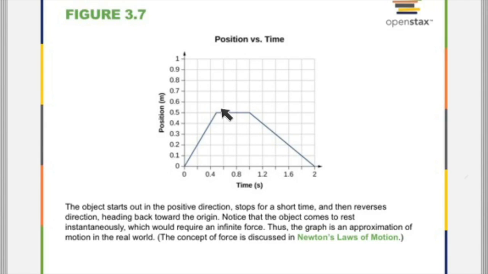What is the slope of this part? A horizontal line has no slope. So what is the object doing at that time? Not moving. You with me? Okay. And then this part, the slope is positive, this part is negative. Can you go ahead and find it, please? I'll give you time.